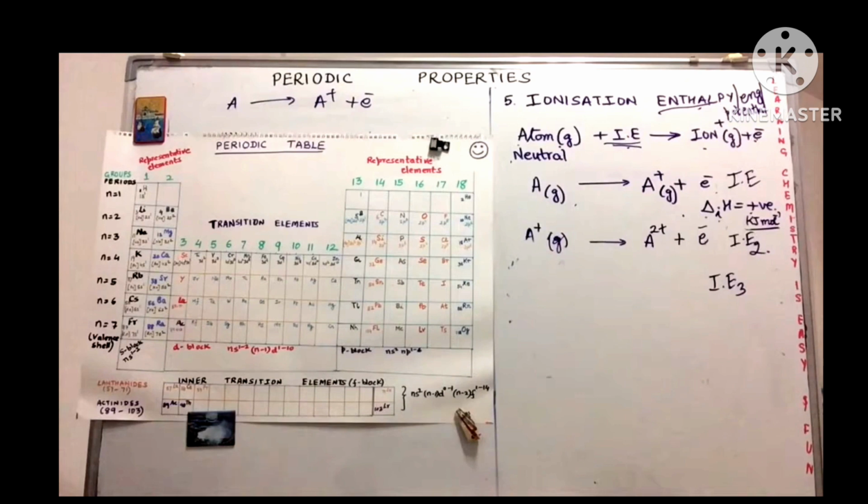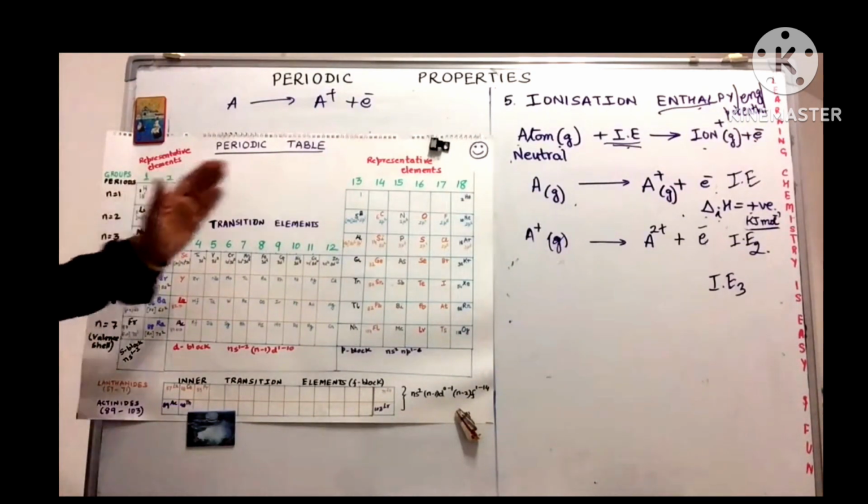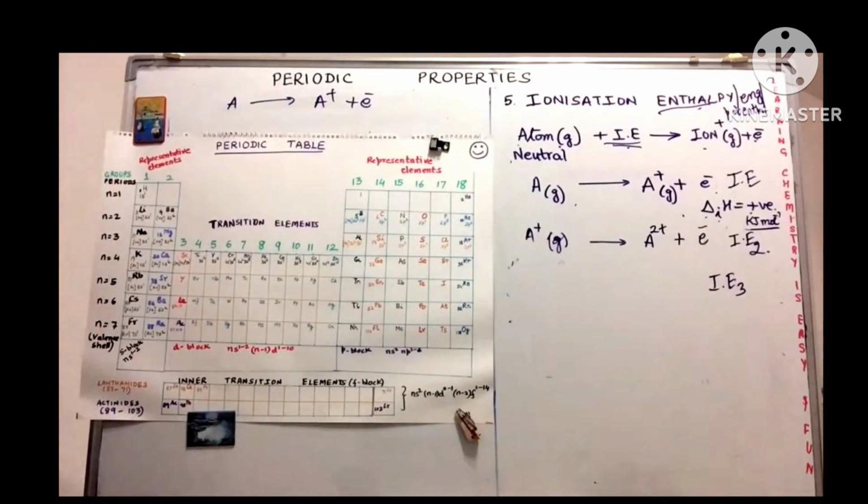Let us see. And also, I have told you earlier also, there are anomalies. We shall deal with them as we come across them during our study of the s and the p block.